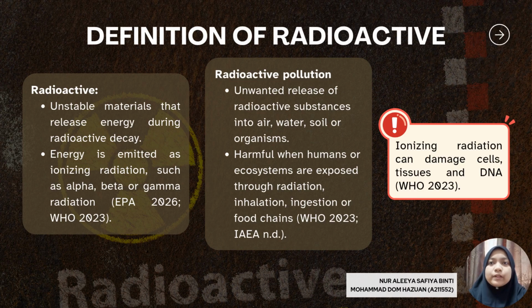Now, I will explain the definition of radioactive itself and radioactive pollution. Radioactive refers to unstable materials that release energy during radioactive decay. This energy is emitted as ionizing radiation such as alpha, beta, or gamma radiation. Radioactive pollution means the unwanted release of radioactive substances into the air, water, soil, or organisms. It becomes harmful when humans or ecosystems are exposed to radiation through inhalation, ingestion, or food chains. The key point is that ionizing radiation can damage cells, tissues, and DNA.